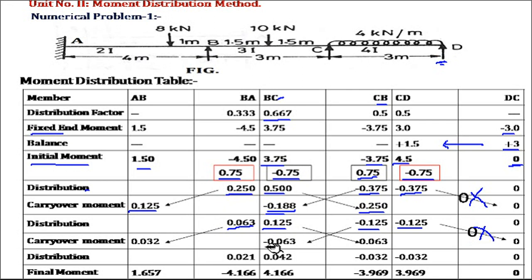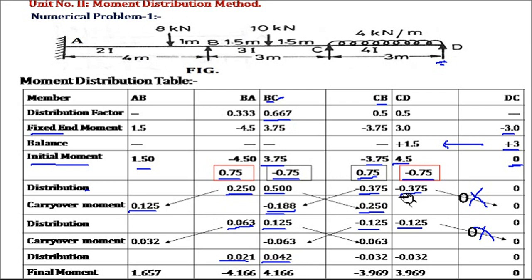Now next, this moment minus 0.063. Here the correcting moment will be plus 0.063 and it is to be distributed in members BA and BC. The component of correcting moment for member BA will be plus 0.063 multiplied by 0.333, so that value comes to be equal to 0.021. The component of the correcting moment for member BC is plus 0.063 multiplied by 0.667, which comes to be equal to 0.042.